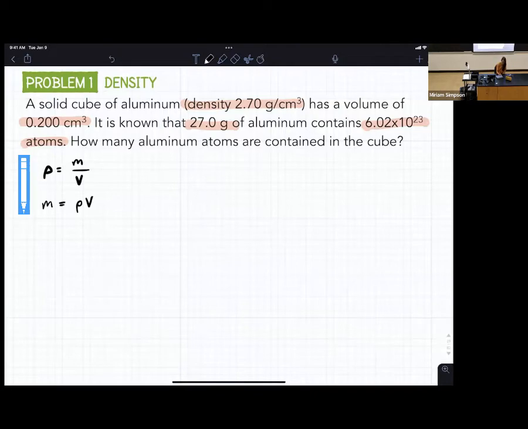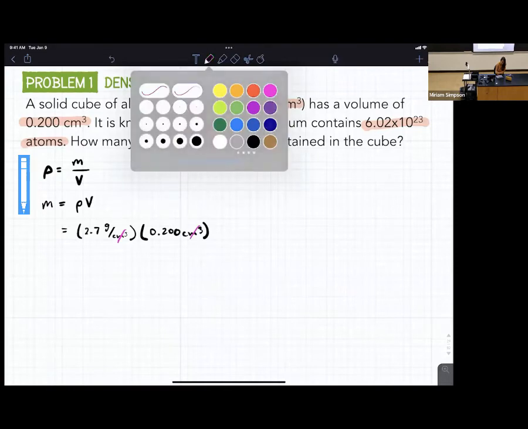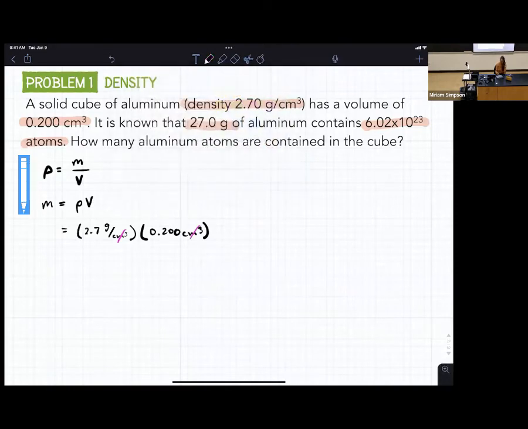Since we know that mass is equal to rho times V, we know that density is 2.7 grams per centimeter cubed, and our volume is 0.200 centimeters cubed. So one question: why did we not convert to meters? It's going to cancel. If everything's in centimeters and we're not getting an answer in centimeters, if it cancels, that's fine. So we'll cancel it, and that means we end up with a mass.